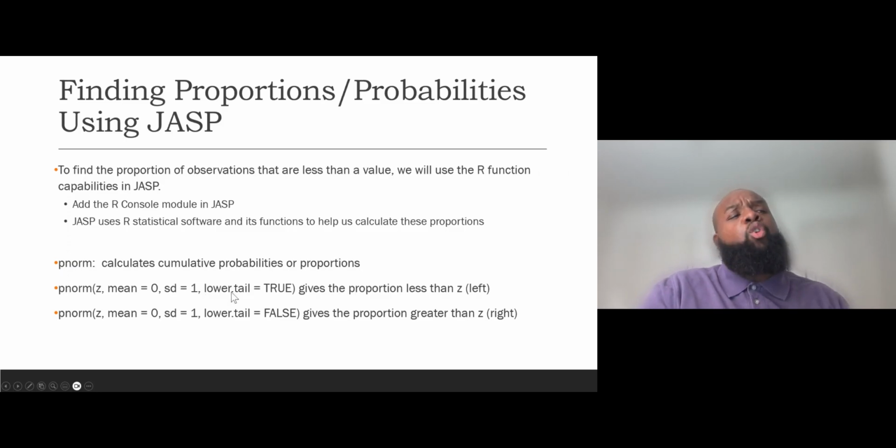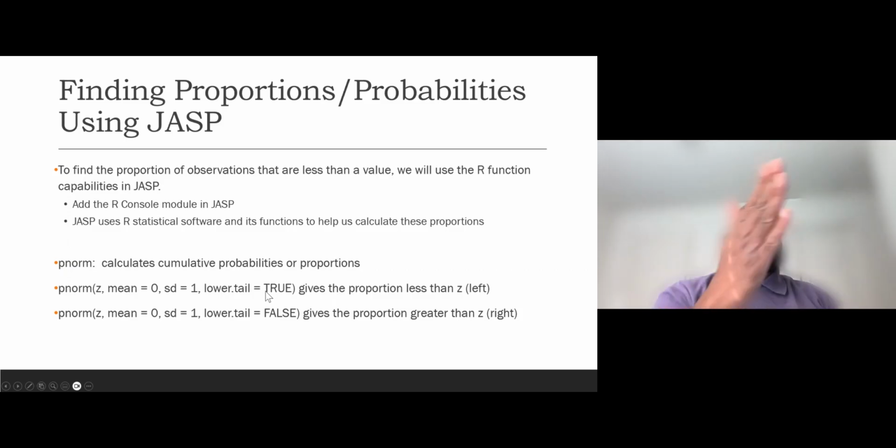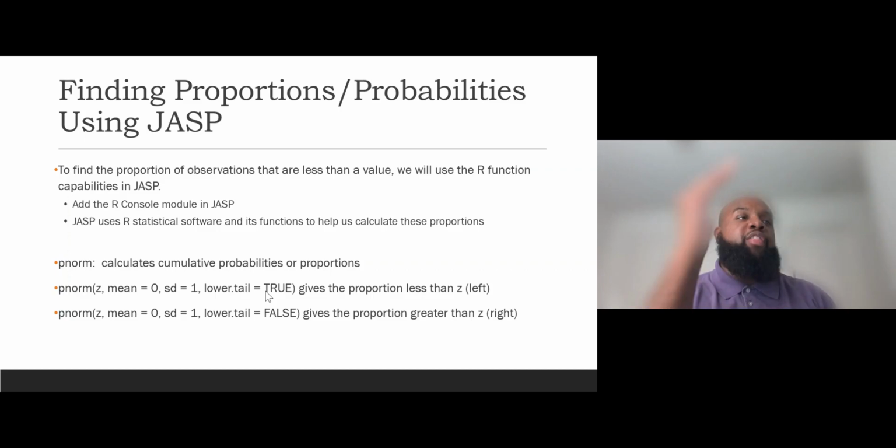And there's this extra little piece here that says, do you want the area to the left of this z value, or do you want the area to the right of this z value? If I want the area to the left, I'm going to say lower.tail equals TRUE. That means it's going to give you the cumulative probability, right? All of the area under the curve for that value and for values that are less than that. It's going to spit out a proportion, a value between 0 and 1, which is the same as if I asked you for a probability.